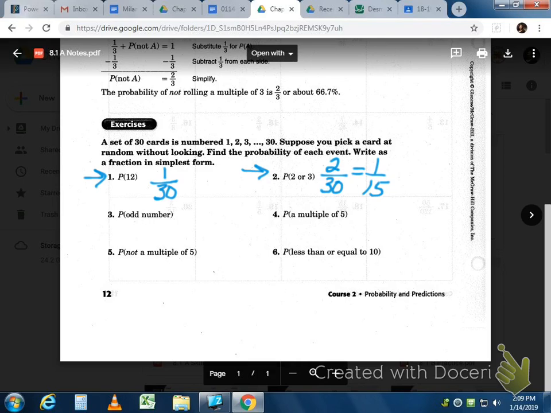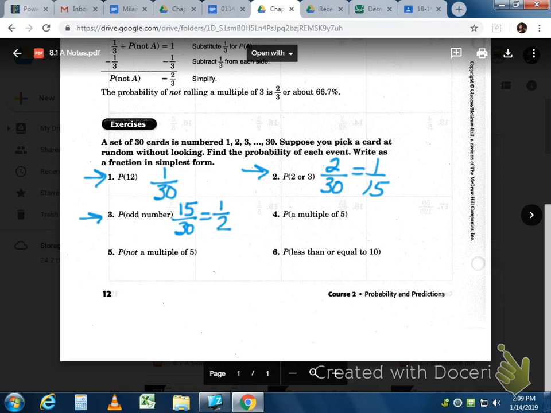What about the probability of drawing an odd number? How many of those are odd if I'm numbering 1 to 30? 15 out of 30, which would be what? 1/2.